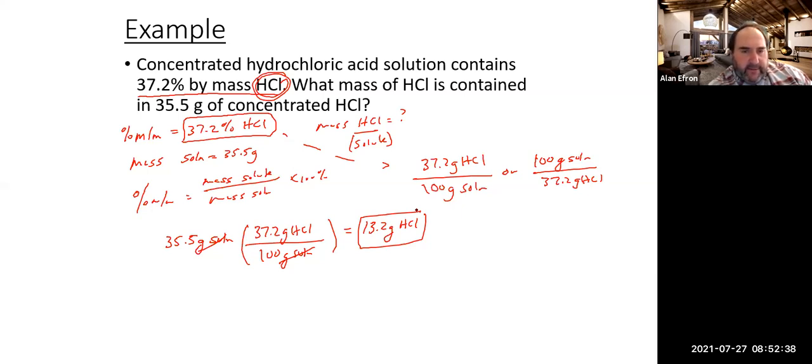So again, that's just a review of some percent concentrations, which I believe we went over earlier as well.